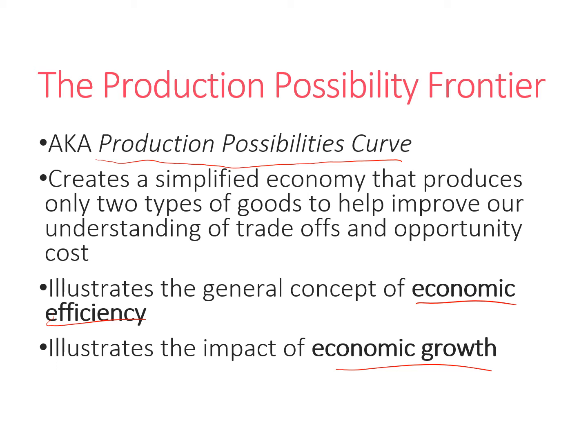As a matter of fact, don't get hung up on making it perfect, because these are just hypothetical. They create a simplified economy that produces only two goods and services. Now, there's no economy in the world that only produces two goods and services, but that's not the point. Even though the graph is really simple, it just helps improve our understanding of the idea of trade-offs and opportunity costs, because if you can understand the trade-off and opportunity cost between producing two goods, you can understand the trade-off and opportunity cost of producing any number of goods. The logic is the same.